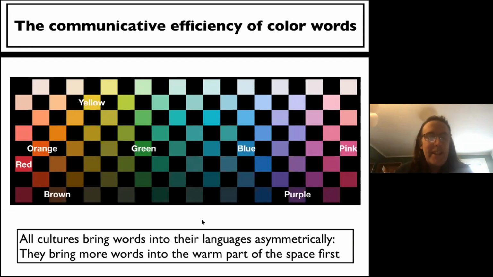We throw more words in the warm part of the space. And many languages don't even put two words in grue. They just put one word in the middle of grue somewhere. They don't bother with two. Okay, so that's like Chimani.